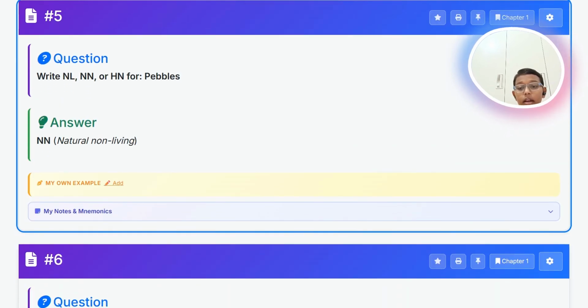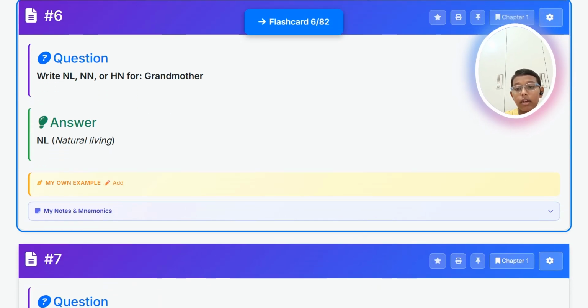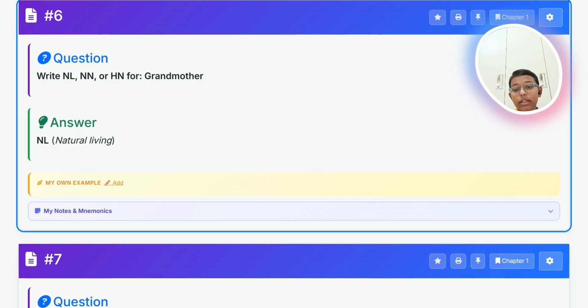Write an L, an N or HN for pebbles. An N, natural non-living. Write an L, an N or HN for grandmother. An L, natural living.